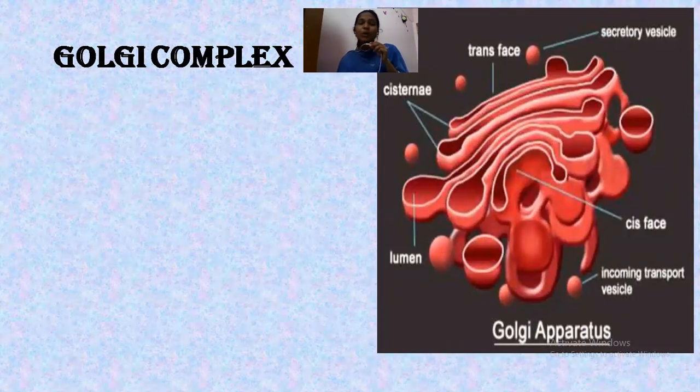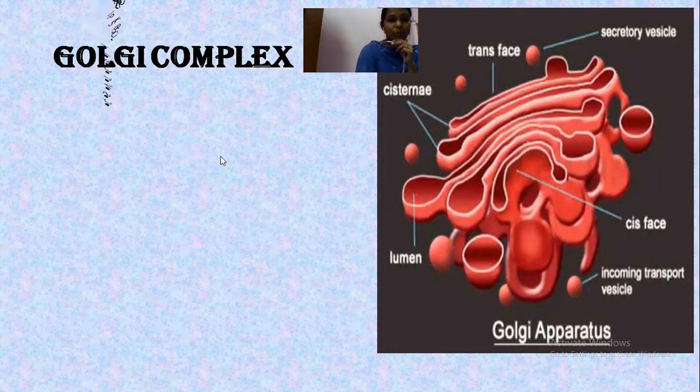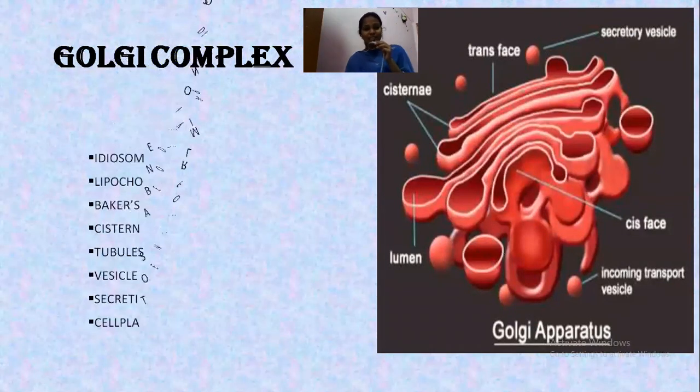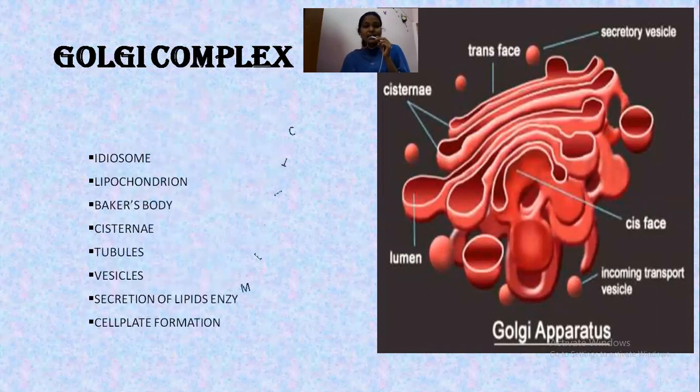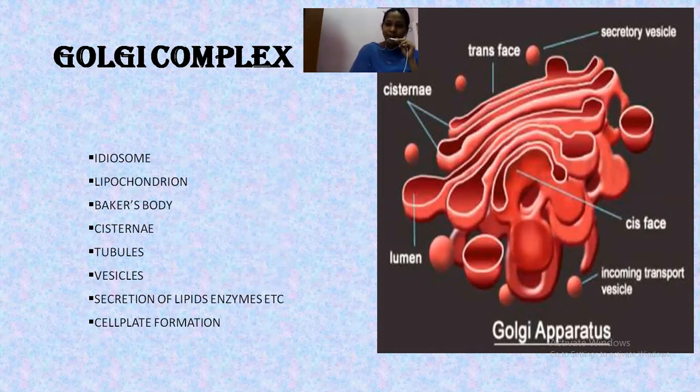Yes, what is a complex? Simply we can say a complex is something which has more than one type of component present in it. So the Golgi complex is the cell organelle which is an association of 3 different kinds of components. The 3 different components of the Golgi complex are the cisternae, tubules and vesicles. These 3 are the different types that are present in the Golgi complex.